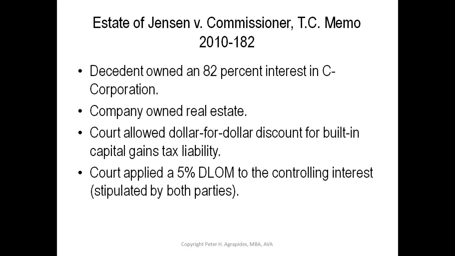This case in 2010 was Jensen versus Commissioner. This involved a controlling interest in a C corporation. The decedent actually owned an 82% interest in the C corporation. The company owned appreciated real estate. The court allowed a dollar-for-dollar discount for built-in capital gains tax liability. Something a little bit off the subject here: the court applied a 5% discount for lack of marketability to the controlling interest. This was not litigated in court. It was stipulated by both parties, and they let the 5% go through.